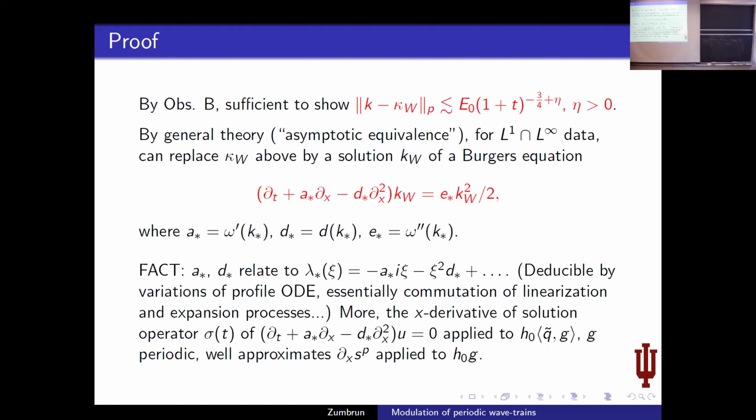Second derivative, K squared double root. Just a first derivative. It came from the expansion of omega. Yeah, E star is the second derivative of omega.